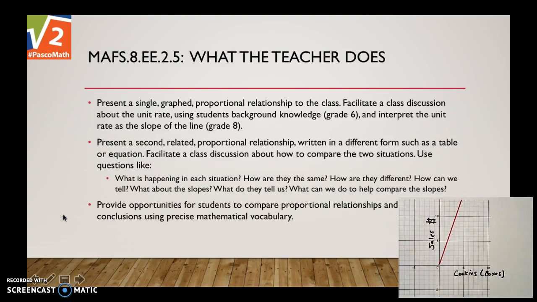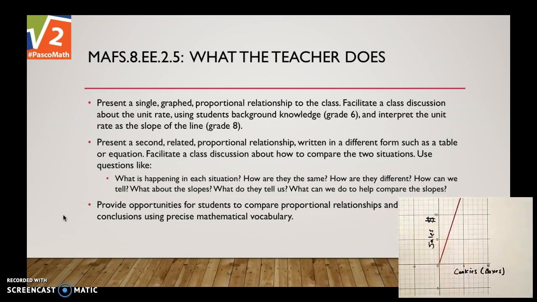So when looking at some things the teacher could be doing, first is just present a single graph proportional relationship to the class to facilitate some discussion about unit rate using the background knowledge from grade 6 and interpret that rate as the slope of the line. That's the work of grade 8. And so here you just have a quick relationship of boxes of cookies on the x-axis to the sales in dollars. And so we definitely want them to make sense of that unit rate.